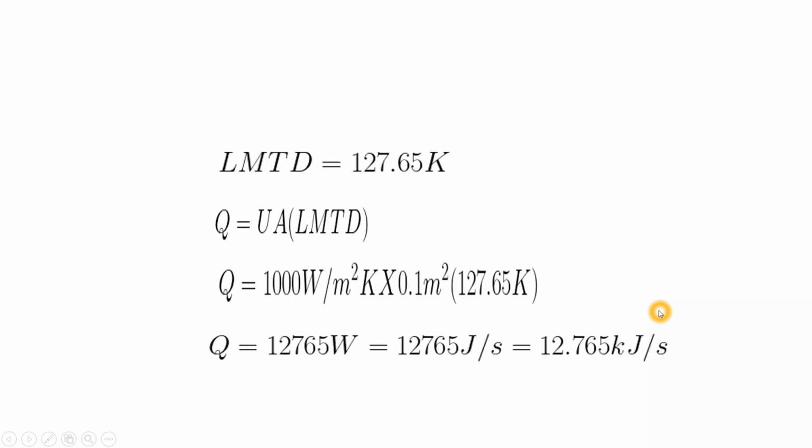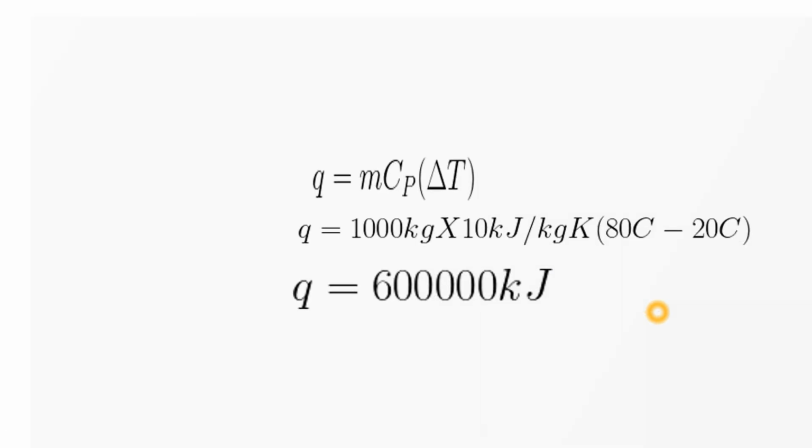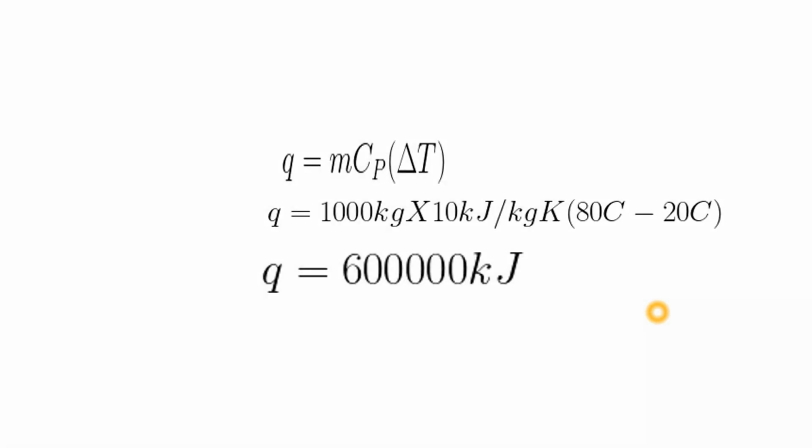Now if I got the heat transfer rate, I just need to calculate the amount of heat needed to raise the temperature from 20 to 80 degrees centigrade. How I can calculate it is Q is equal to mCp delta T. Q is equal to 1000 kg, it is given, m the mass of the liquid is this, and Cp is 10 kilojoule per kg Kelvin, and the temperature difference will be 60 Kelvin. So you will get 6 lakhs kilojoule, right?